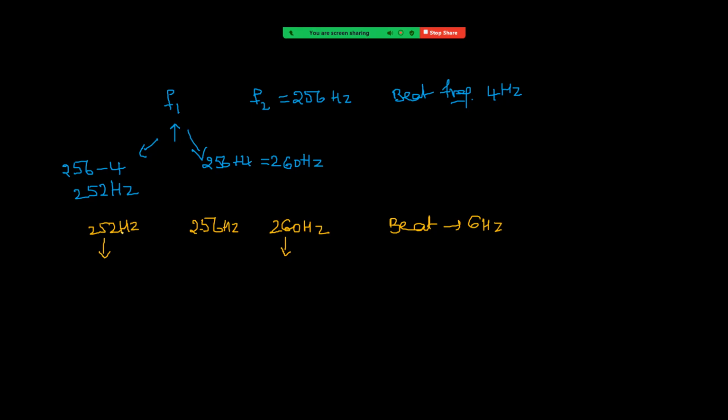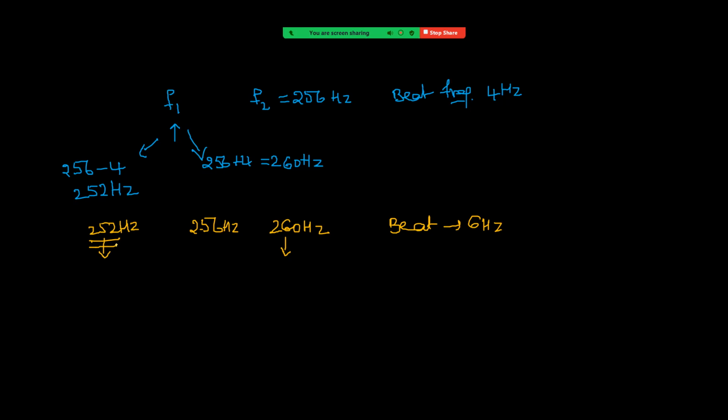If you take 252, the frequency will now be less than 252, then the difference becomes more than 4. I am repeating: if this is the answer, on adding wax the frequency becomes less than 252, then the difference becomes more than 4, which matches the given condition. That means the answer must be 252, the original frequency.